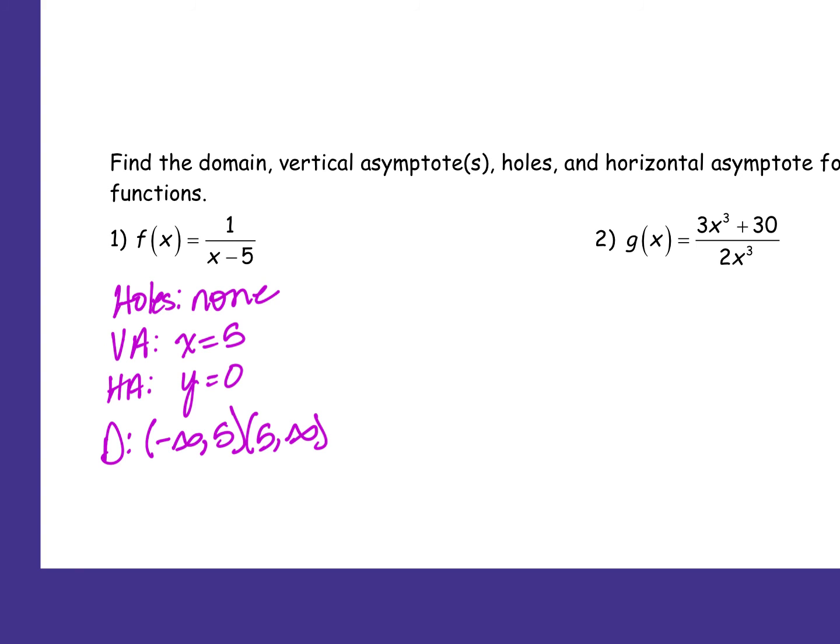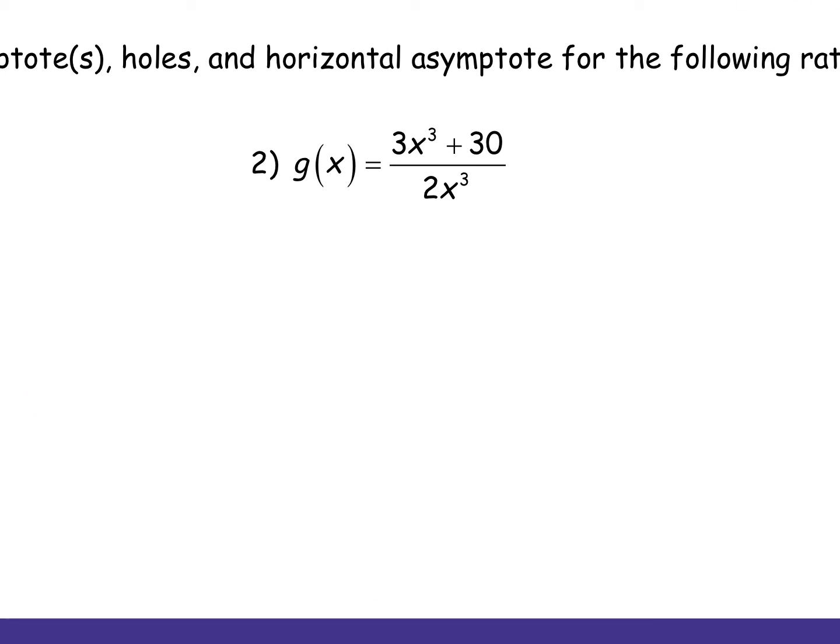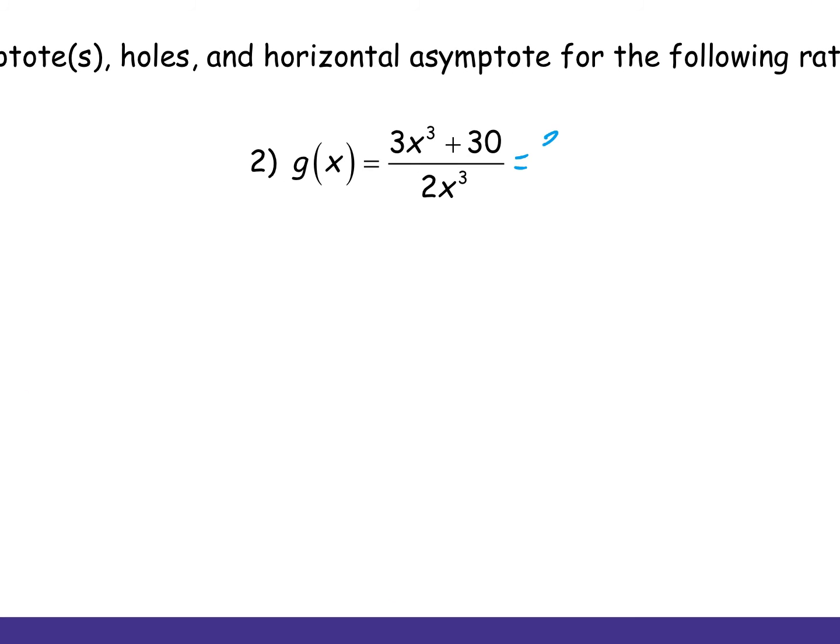Okay. So for the next one, same thing, right? Simplify. Well, I could simplify a little bit, I guess. I could take a 3 out of the top. I get x cubed plus 10, but that really doesn't do anything for it, right? That didn't do anything. So do I have any holes? No. So none. Beautiful.